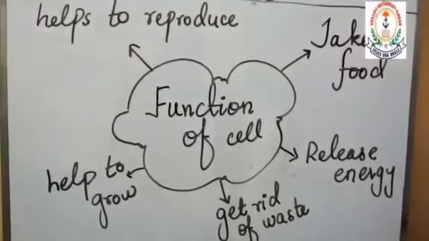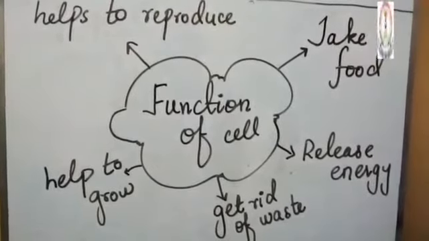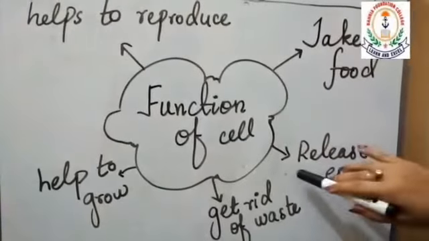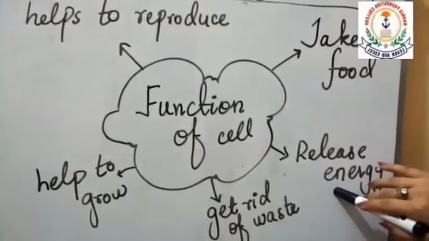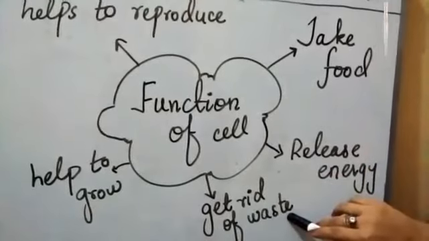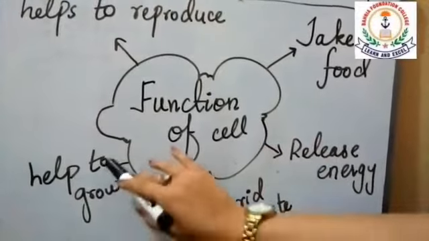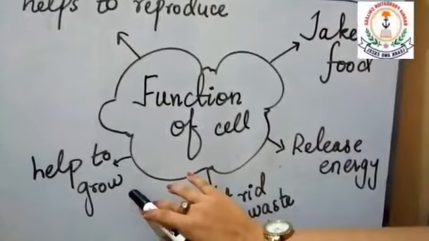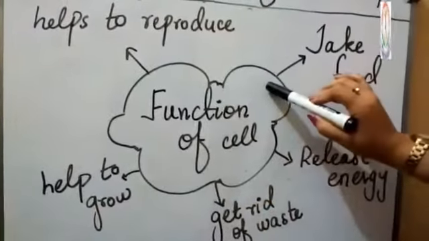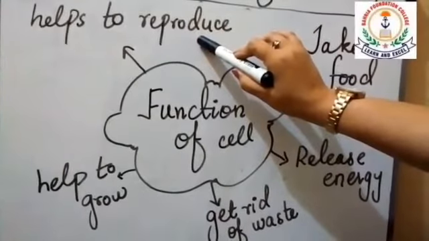So let's move toward the function of the cell. Animal and plant cells have similar jobs to do. Their function is to take food as well as to release energy from the body towards the other parts of the body, and to get rid of the waste material from the body by using the different organs of your body. The next function is to help in growth of the body, the cells, the tissues and the muscles and organs as well. And the last function of the cell is to help in reproduction of human beings.